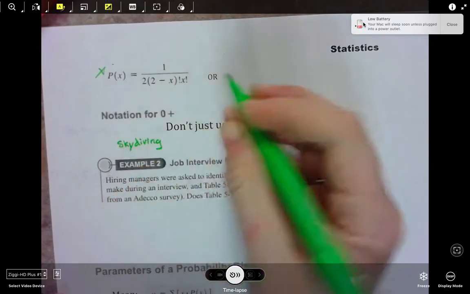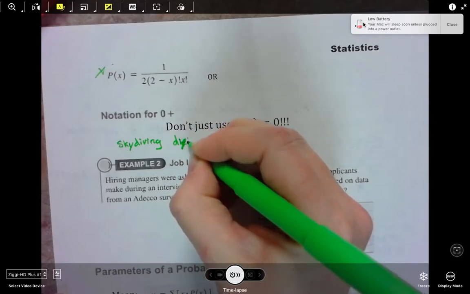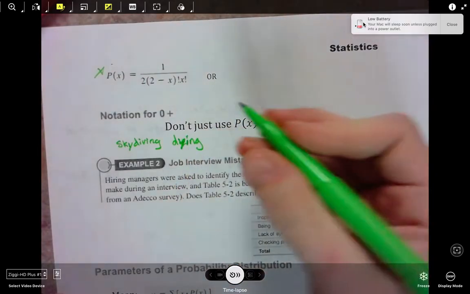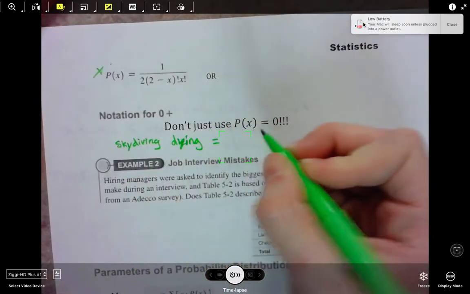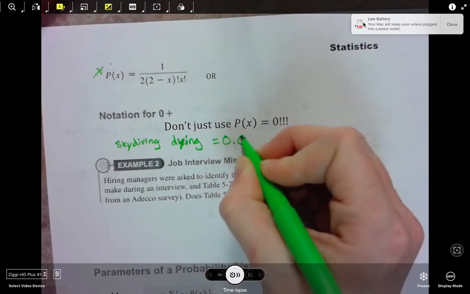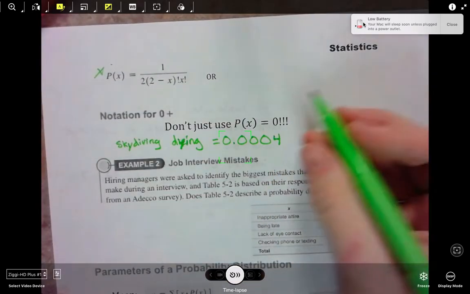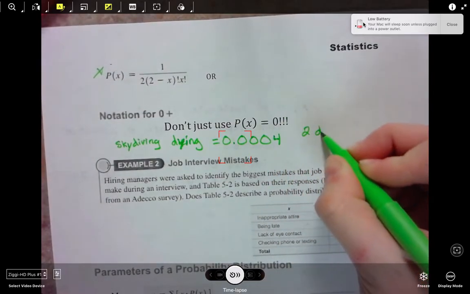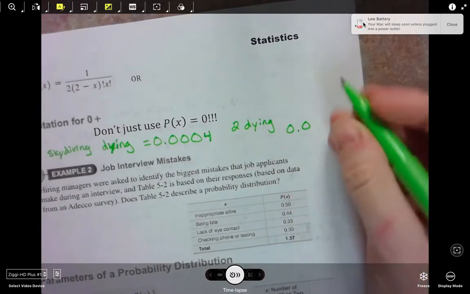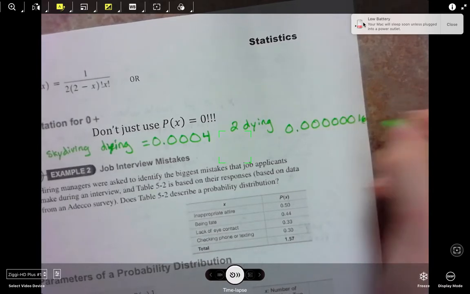The chances of dying when you're skydiving. Dying. I'm gonna spell that right this time. Dying while skydiving is 0.0004. Okay. So if I'm talking about two people dying, that's going to be 0.00000016. Okay. Which is very, very, very small.